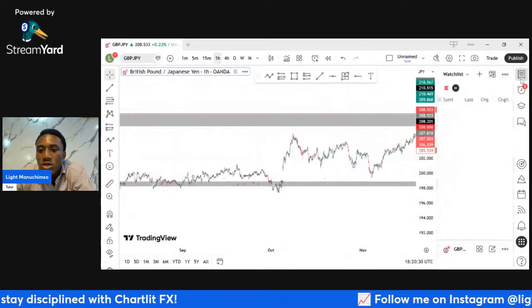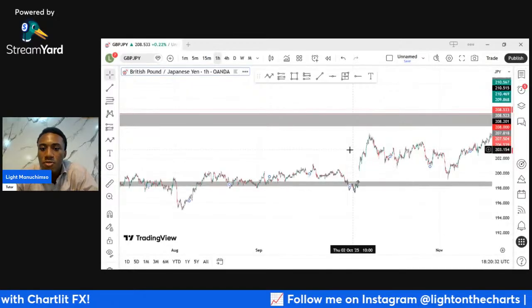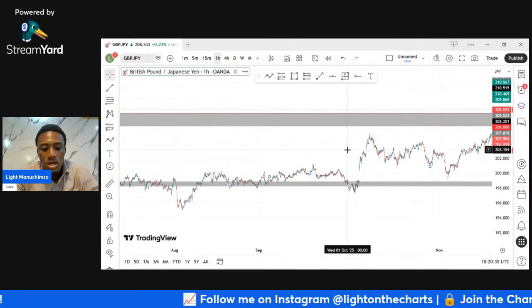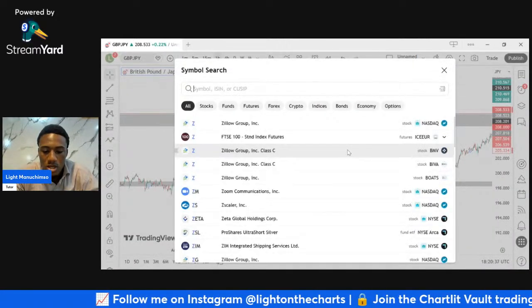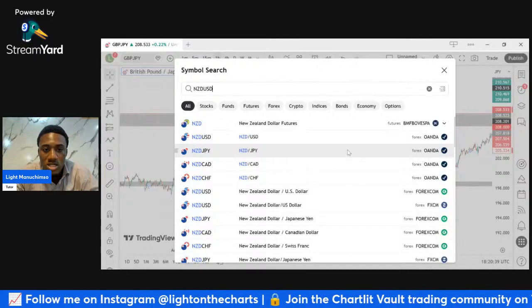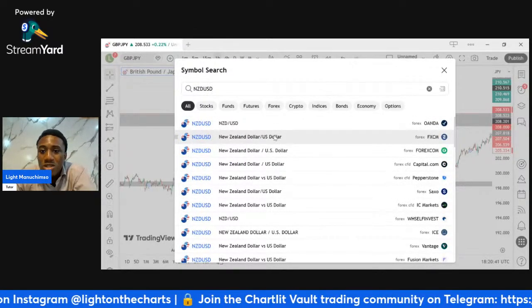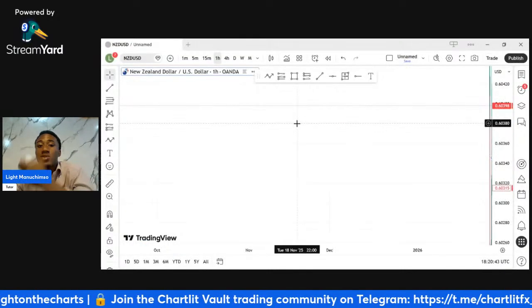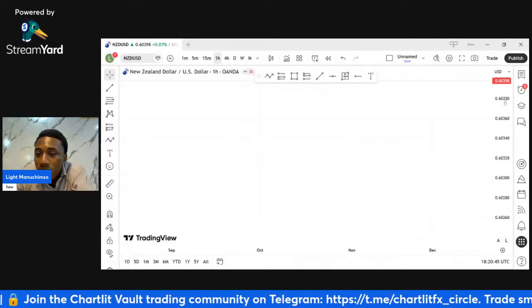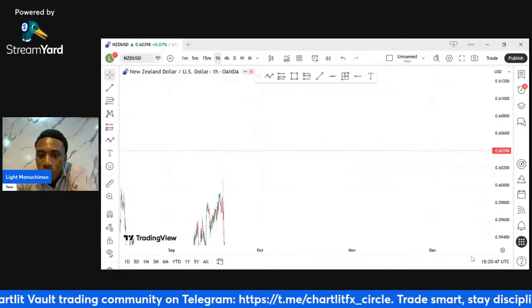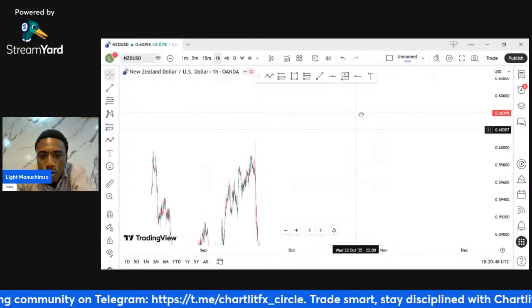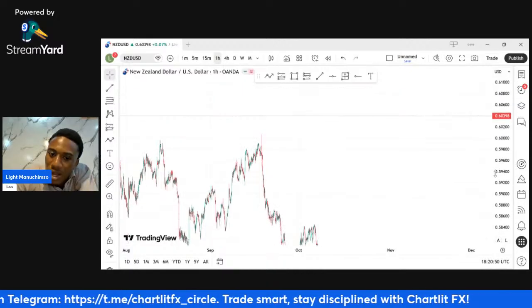Let's go to another chart that I've not used before. Let's say NZD/USD. I don't trade this pair, so it's just there. So what are we looking for? Let's just look for key levels. Let me show you how to mark key levels.